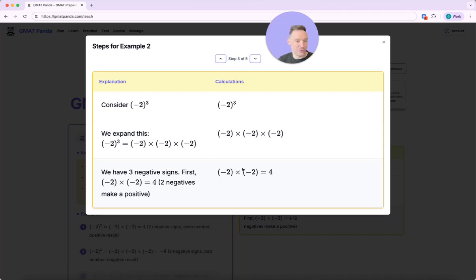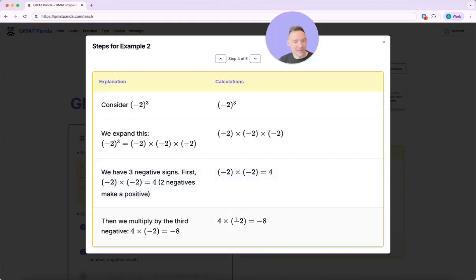In the multiplication of the first two numbers, we're going to do minus 2 times minus 2, and a negative times a negative becomes a positive. But then we have a third negative sign coming from the third minus 2. So overall, the result is going to be minus 8.